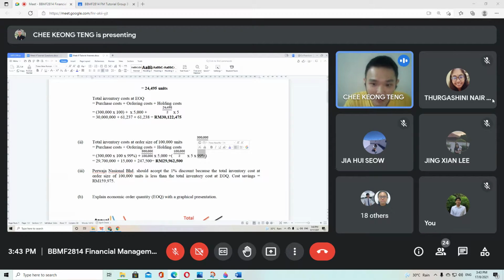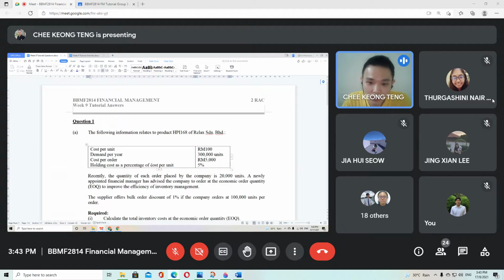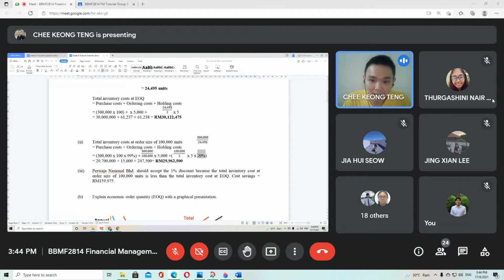But this kind of thing depends on the question. Because sometimes the question could give you, if I change the question, holding cost per unit, if I change to something like this, RM5, do you need to times 99%? No need. Because holding cost will not be entitled for any discount. You just follow 5. So 5 here, okay? No need to times 99%. In this answer with times 99% is because the question saying the holding cost based on purchase cost. So when purchase cost cheaper, this one also cheaper.